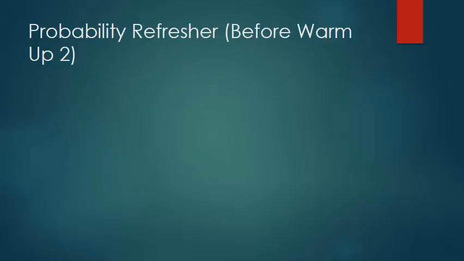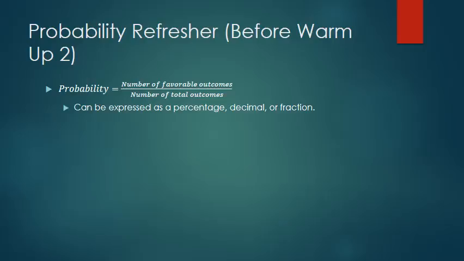All right, let's have a refresher on probability before we start our warm-up here. Warm-up number 2, that is. So the first thing we have to remember is that probability is the number of desirable results or favorable outcomes over the total number of outcomes. We talked about this last semester when we started probability. So let's look at an example here to see how this all works.